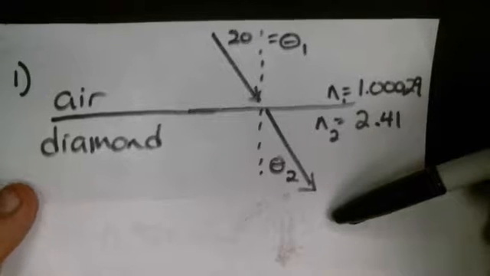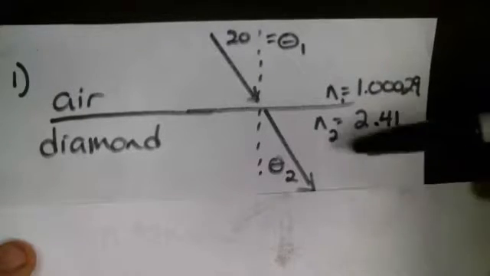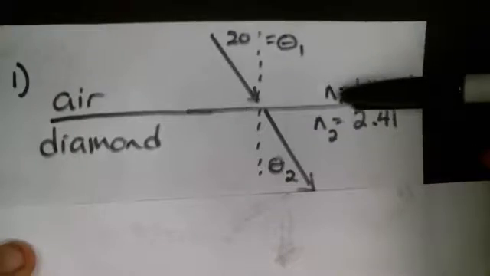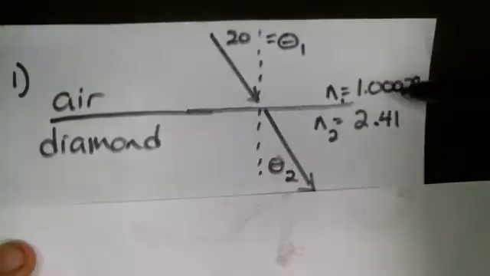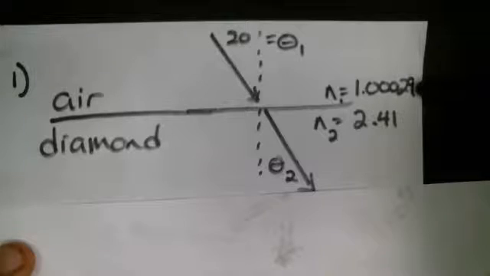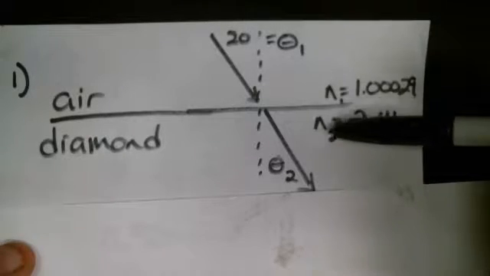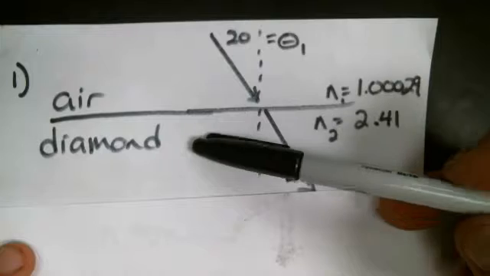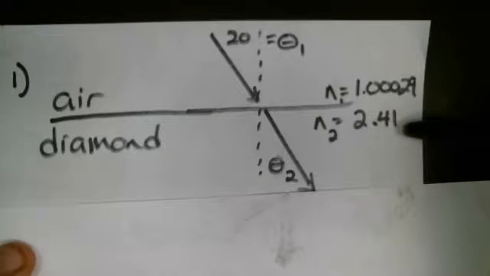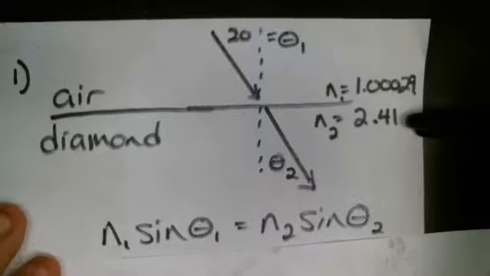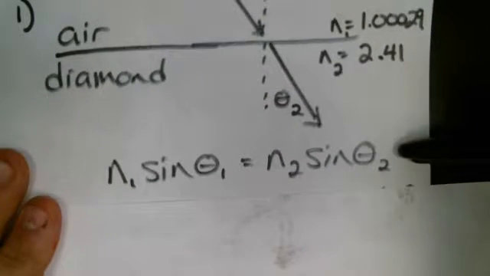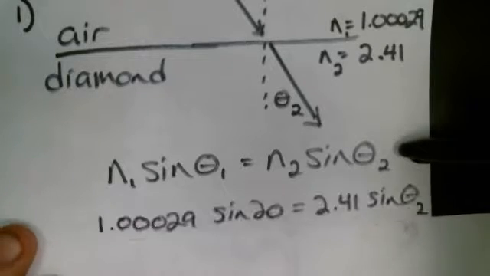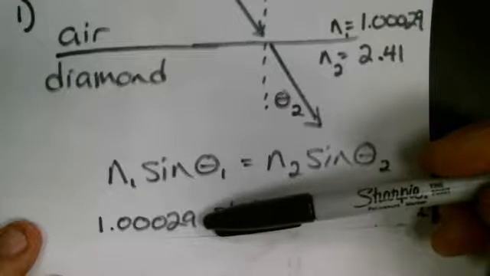From our table in the side of the homework or in your notes, we know that the index of refraction for the first material that the light is in, the air, is 1.00029. And then the index of refraction for diamond is going to be 2.41. So we put all those numbers into Snell's law. n1 sine of theta 1 equals n2 sine of theta 2. So for n1, we put 1.00029.